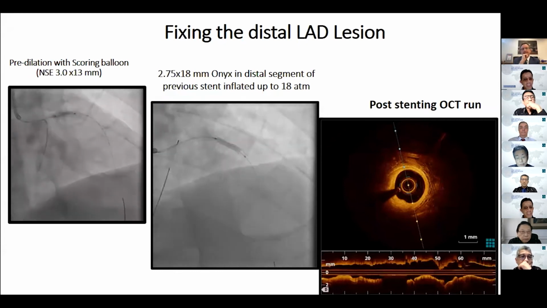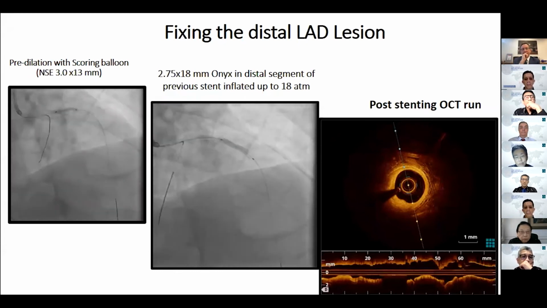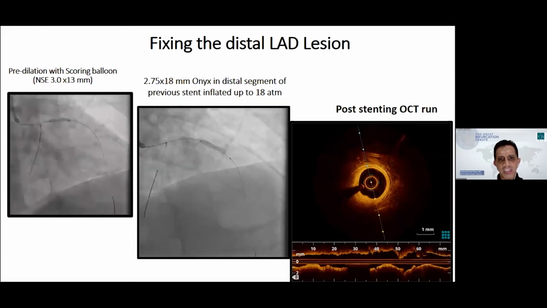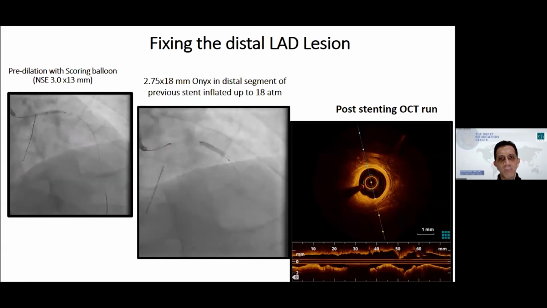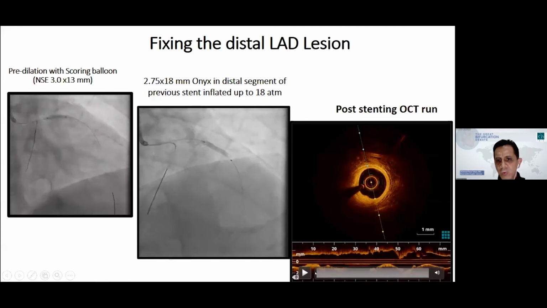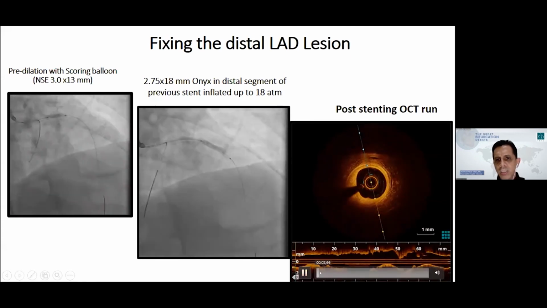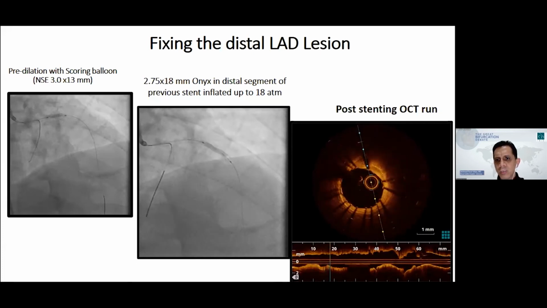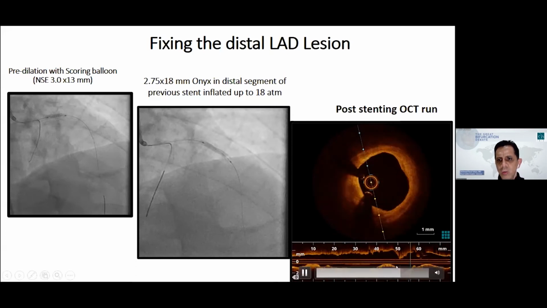And then we implanted a 2.75/18 Onyx stent as recommended by Professor Ferenc, because I was quite concerned about bleeding from the hemorrhoid. Afterward, we did OCT before dealing with the bifurcation to make sure there is no problem at the distal stent. So the stent looks well expanded.